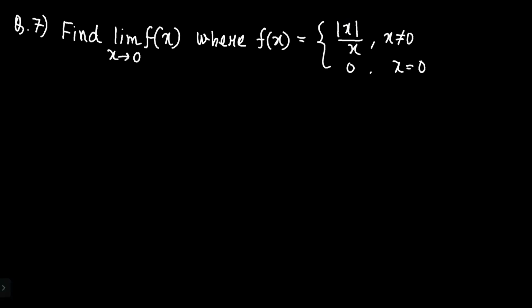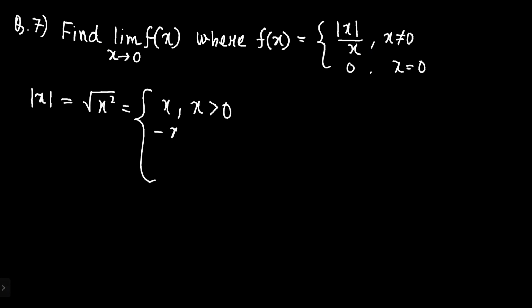Now we come to our question number 7. It is given, find limit x tends to 0 of f(x), where f(x) is equal to mod x by x when x is not equal to 0, and 0 when x is equal to 0. Now before we start this sum, all of us know the concept of mod x: it is root over x square, which is x when x is greater than 0, minus x when x is less than 0, and 0 when x is equal to 0. Now here it is given that f(x) is equal to mod x by x when x is not equal to 0.